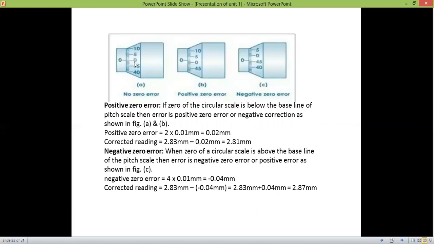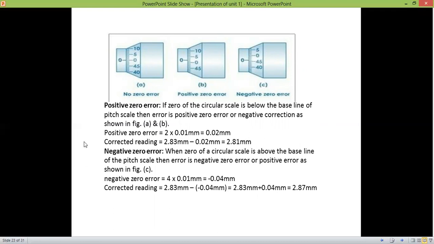We can see that the zero of the thimble scale is in line with the datum line of the main scale. Then there is no zero error. In order to check the zero error, we need to close the micrometer so that there is no gap between the anvil and the spindle. They are in contact with each other. Now if the zero of the thimble scale is not in line with the datum line, then either it will be below the datum line or it will be above. If the zero of the thimble scale is below the datum line, then the error is said to be positive zero error, and if the zero is above the datum line, it is said to be the negative zero error.